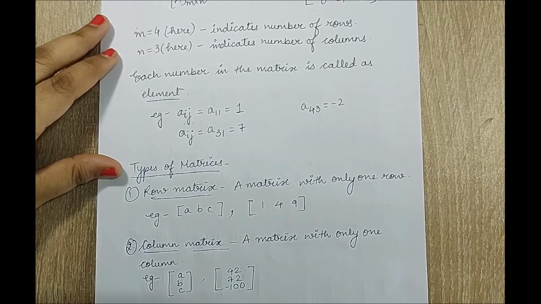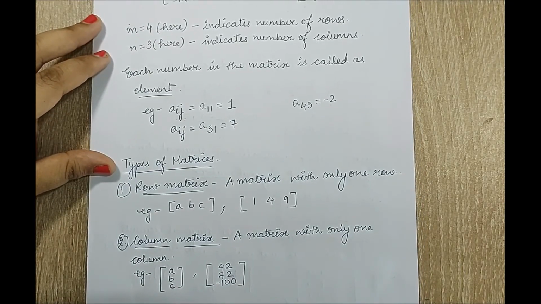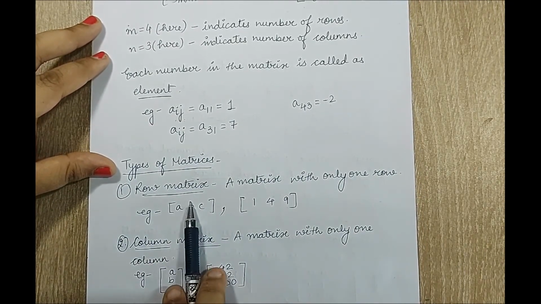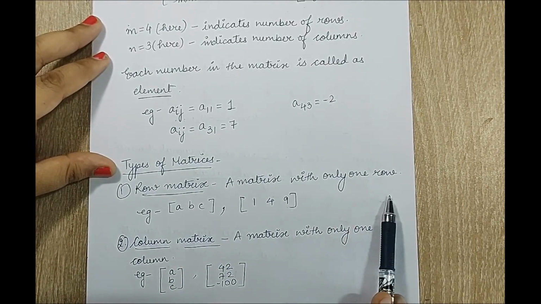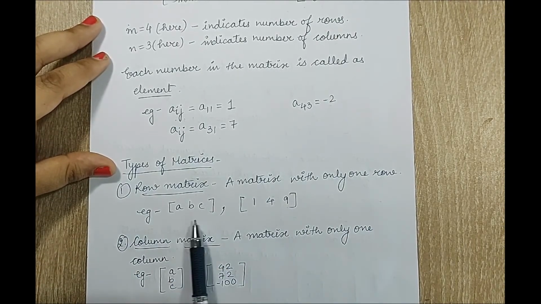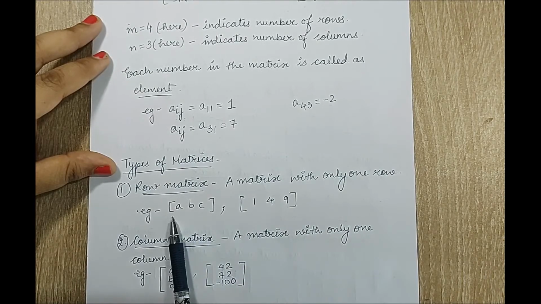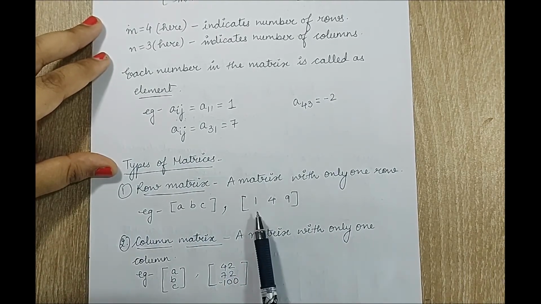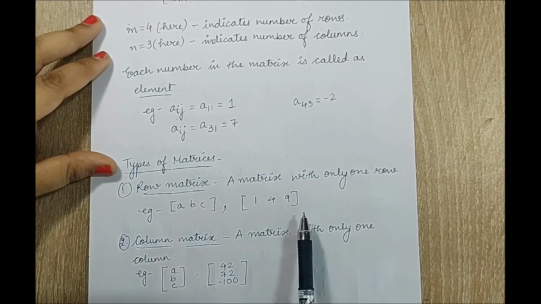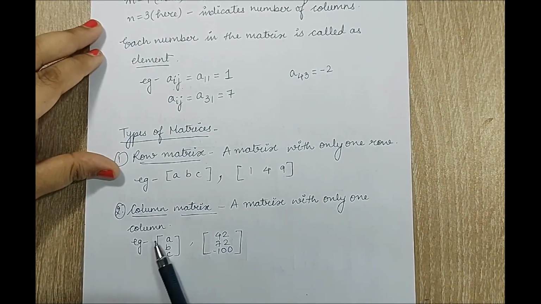Next, let's talk about some types of matrices. First one is called a row matrix. A row matrix means there is only one row. Like you can see A, B, C. These are the 3 elements. There is only one row. Or I can take 1, 4, 9. This is another example.